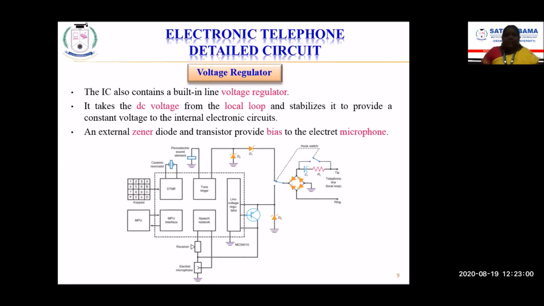Okay, sir. Thank you. And that is about the voltage regulator. What is the internal component of the voltage regulator? It is going to be a Zener diode and a transistor which provides bias to the electret microphone, and that is connected here. That is connected to the handset. So whenever a signal is being received, we will be able to speak as well as receive the signal. Okay, this is about the voltage regulator.